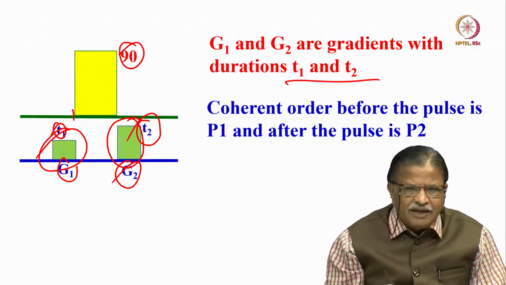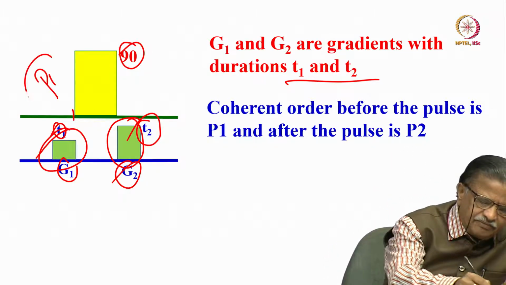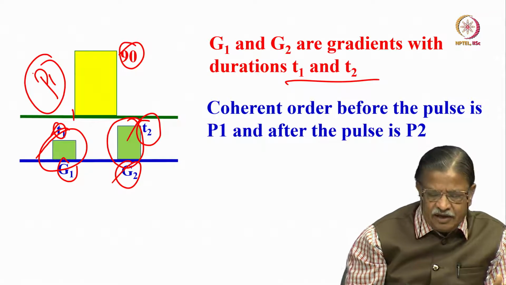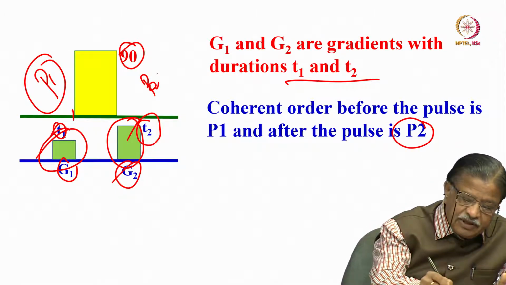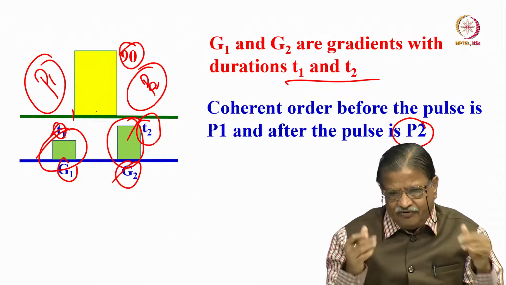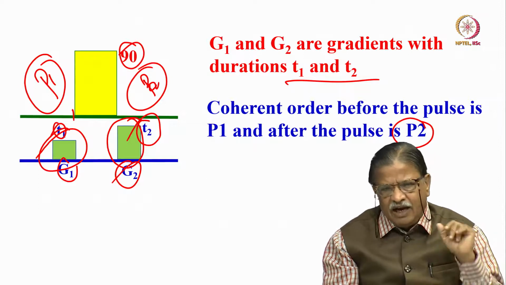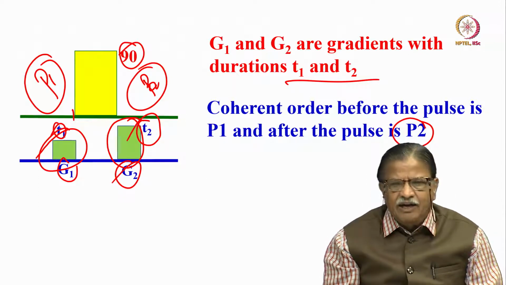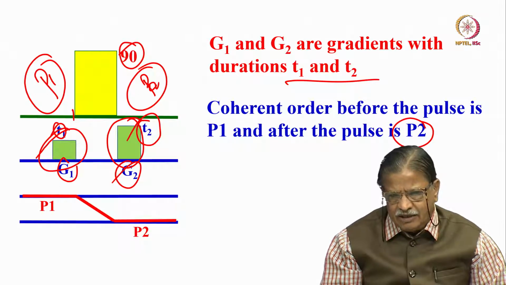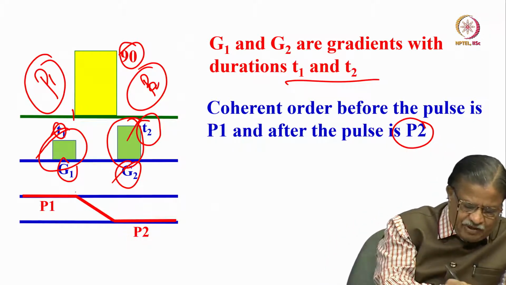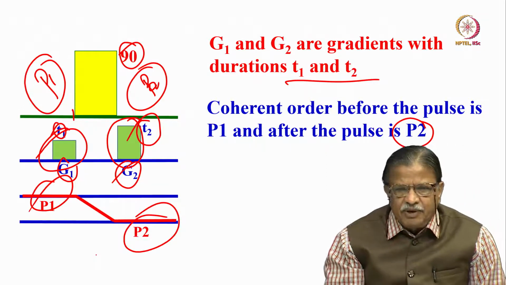Now, the coherence order before the pulse I call P1 here. P1 is the coherence order before the pulse, and the coherence order after the pulse is P2. This is what I am defining. If I want to find out what my coherence order is before the pulse, I call it P1, and after that I call it P2. This is how I define the coherence pathway. Just before the pulse, this is P1. After the 90-degree pulse, it is P2.